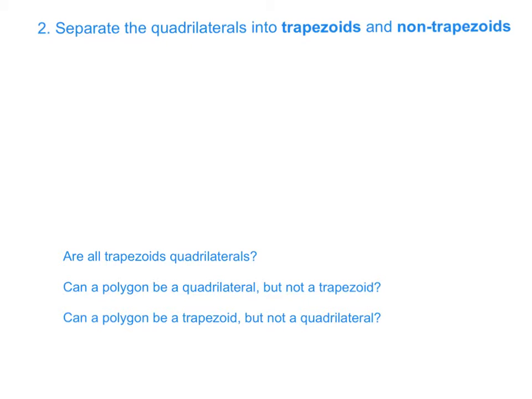How come it doesn't say separate all of them into quadrilaterals, into trapezoids and non-trapezoids? Are all trapezoids quadrilaterals? Yes. Can you have a non-quadrilateral, something with 5 sides? Even if it has one set of parallel sides, can that be a trapezoid? No. Take a look at the definition of a trapezoid.